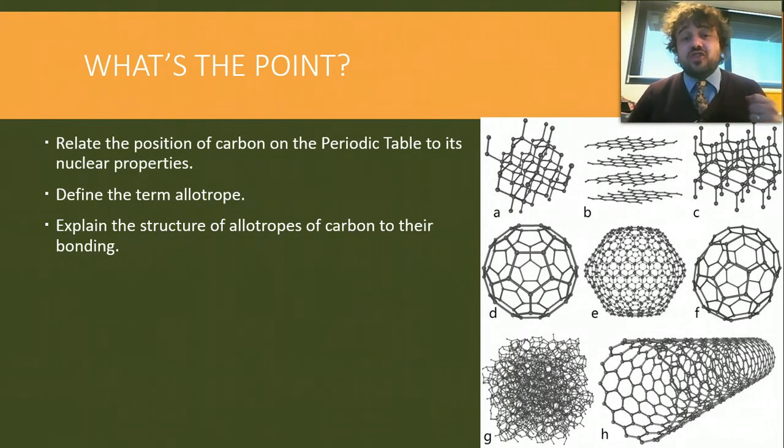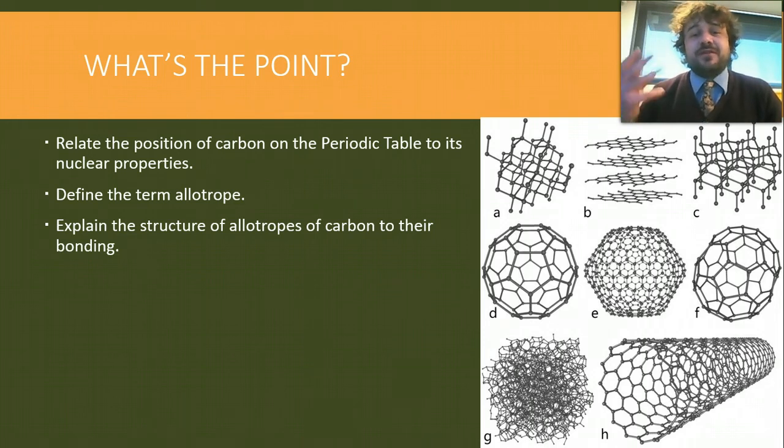By the end of this, you should be able to relate the position of carbon on the periodic table to its number of protons, electrons. And you should be able to do this already with its nuclear properties. You will be able to explain the term allotrope, and you should be able to explain the structure of three main allotropes in particular, to their bonding.